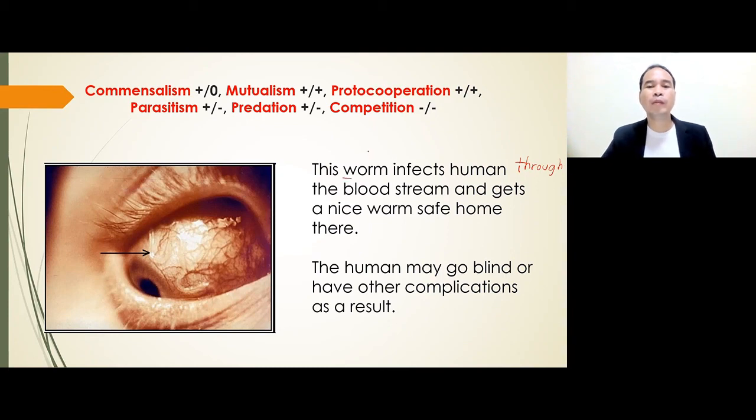So in this case, the worm benefits. And then the human may go blind, which is a very bad effect, or have other complications. Complications mean a negative or bad effect. So this one is a negative sign. Is it parasitism or predation? Remember that the worm does not kill the human, because the worm is drinking the blood from the human. So this is an example of parasitism.